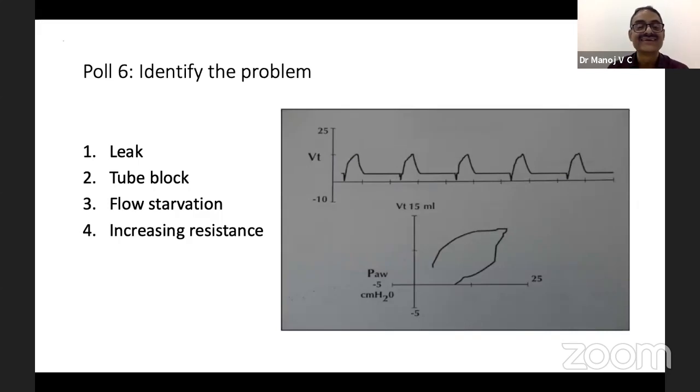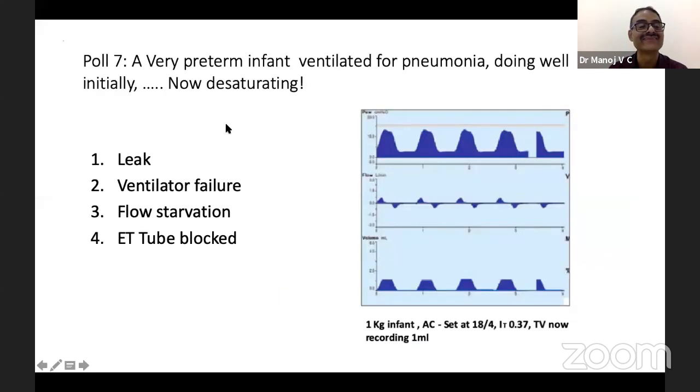Okay, great. Now let's have a clinical scenario. A very preterm infant, 1 kg baby, ventilated on assist control mode, 18/4, inspiratory time of 0.37, tidal volume now recording 1 ml. Usually very preterm babies we don't ventilate much. Extreme preterm babies are the ones who land upon the ventilator. So very preterm baby means from 28 weeks to 32 weeks, 31 weeks complete.